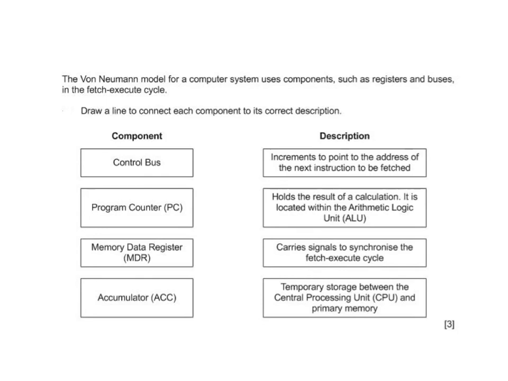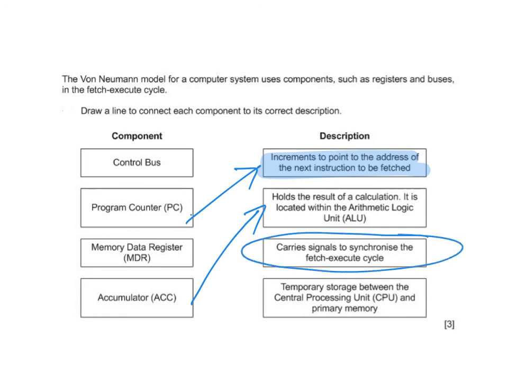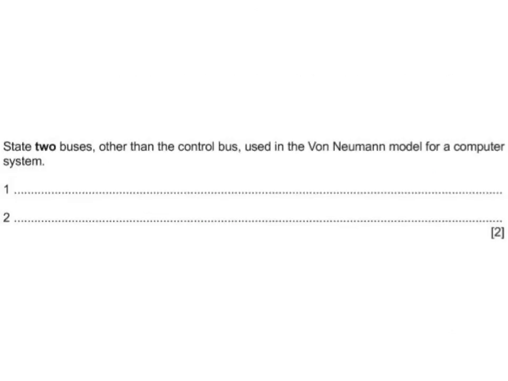Nice, easy one here. So let me see, increments to point to the address of the next instruction to be fetched. Well, I'm confident on that one being the program counter. So let's get that drawn. Let's see, holds the result of a calculation. It is located within the ALU. Well, I'm quite confident that that's the accumulator. Carries signals to synchronise the fetch execute cycle. That's a very good one. I know that's going to be the control bus, just based on that signals. Temporary storage between the CPU and the primary memory. That's a cheeky one, because lots of the registers are temporary storage between the two of them.